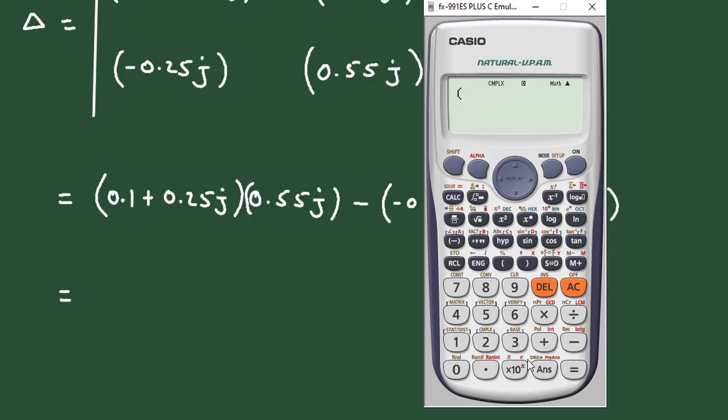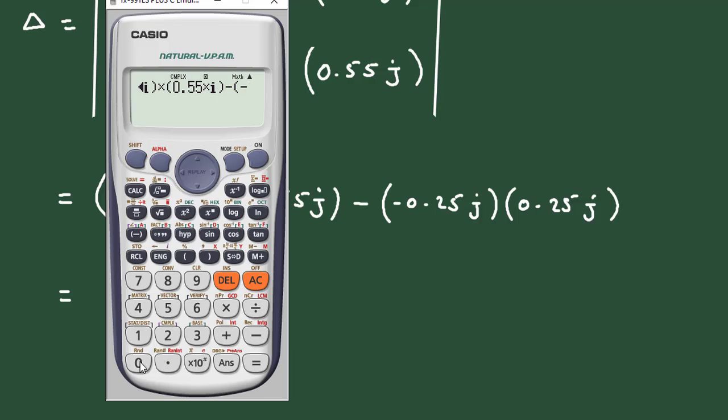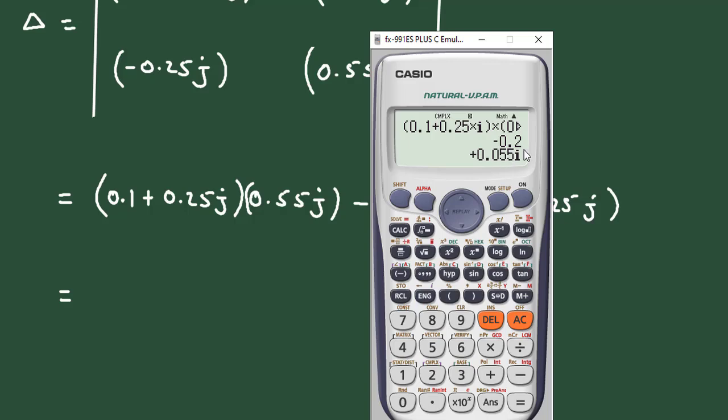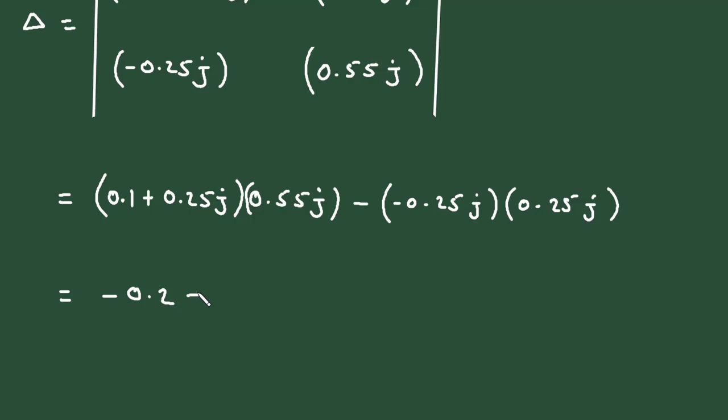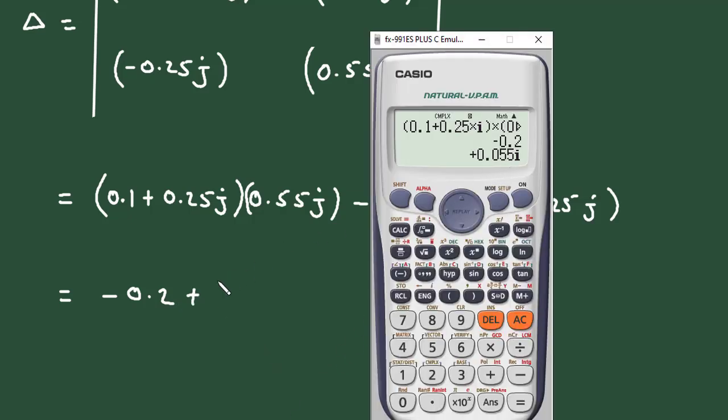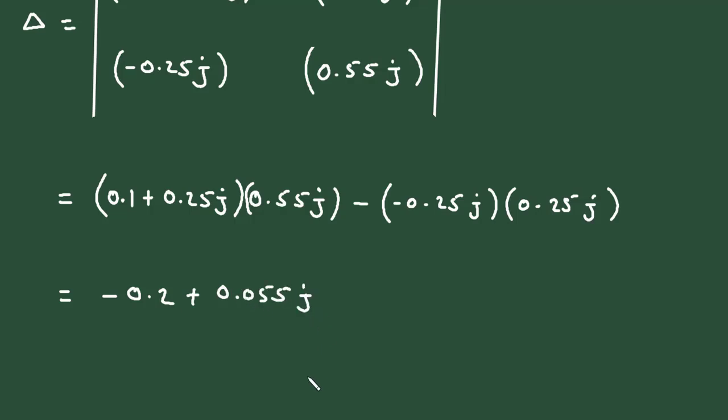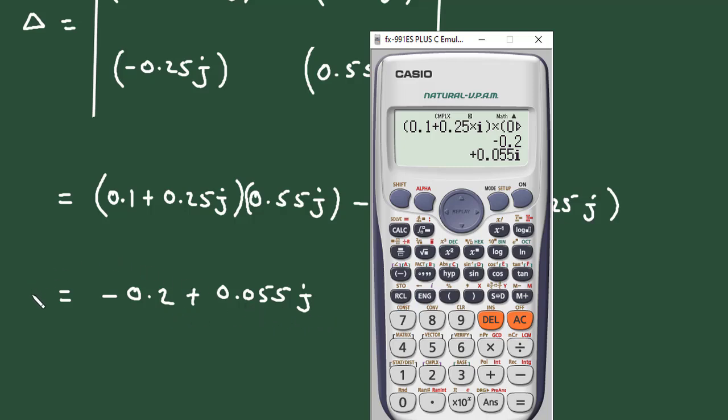Let's solve this in calculator. 0.1 plus 0.25 into J, (0.55 into J), then minus 0.25 into J multiplied with 0.25 into J. So it is equal to this value, minus 0.2 plus 0.055 J. So this is the answer for delta.